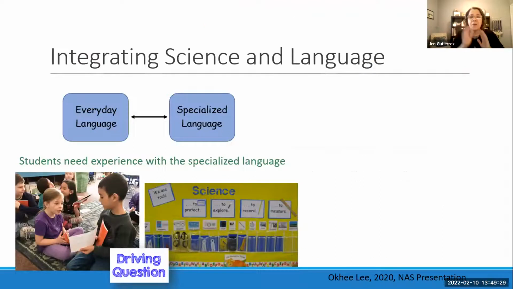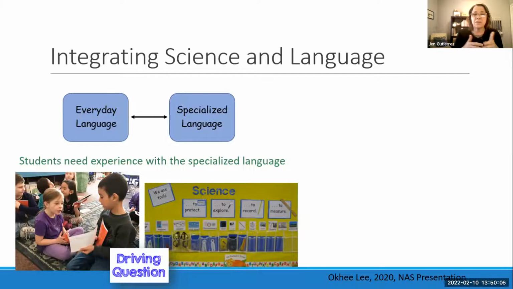And then we brought in this second piece that you all had looked at from another very dear friend, Okhee Lee, when she did a presentation on integrating science and language. And she talks often about everyday language and specialized language. They're very unique and very different, but students need to experience that specialized language in the context of talking with their friends, like these two little kiddos, making sense, trying to answer a driving question. I loved this picture.